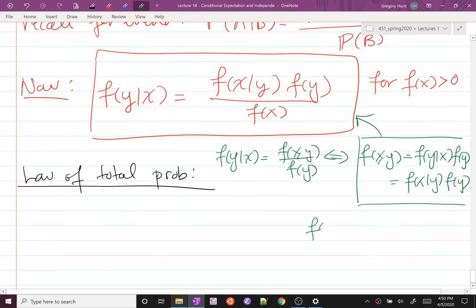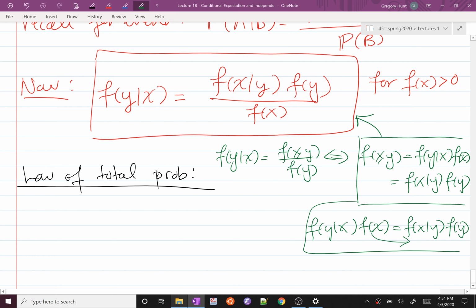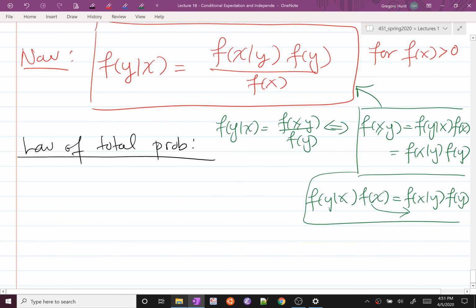This says that f of y given x times f of y is f of x given y times f of... whoops, am I writing this wrong? This first y should be an x. There you go. So f of y given x times f of x is the same thing as f of x given y times f of y. Or I can just move my f of x to the other side, down to the basement there, and I get what I want. So it's just a rearrangement of all the formulas, right? Okay.